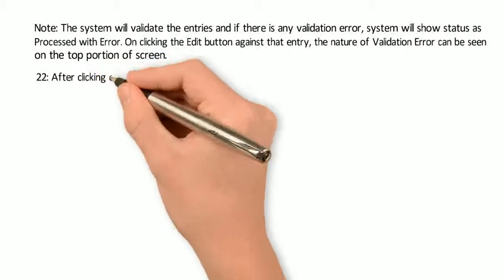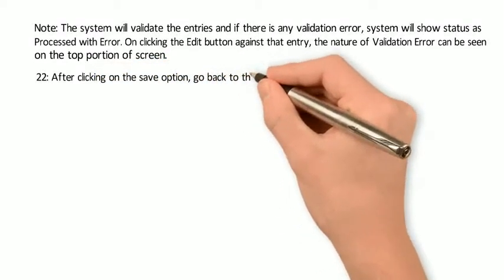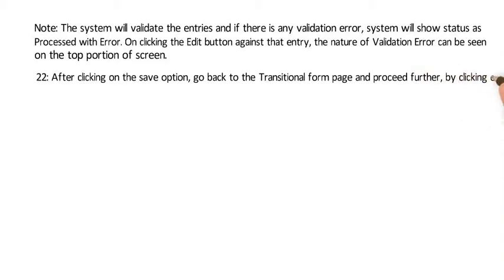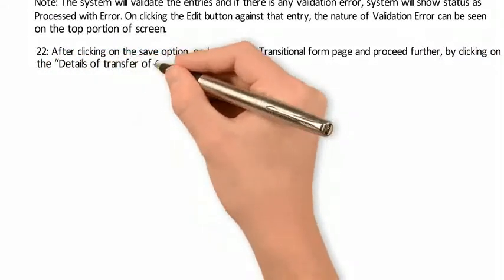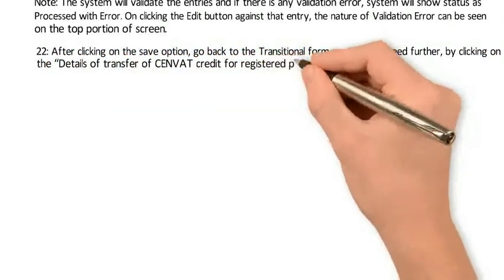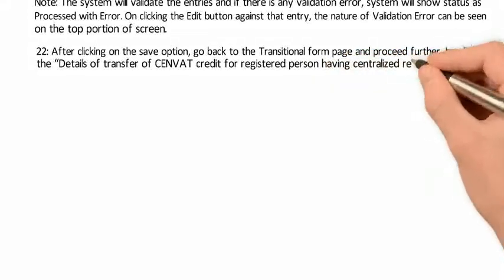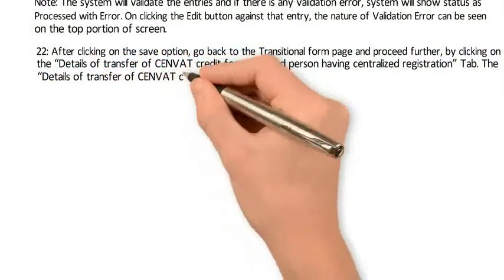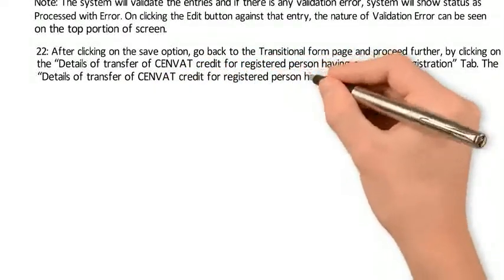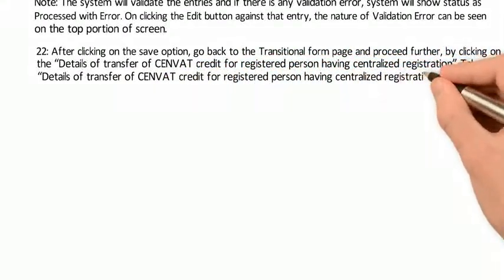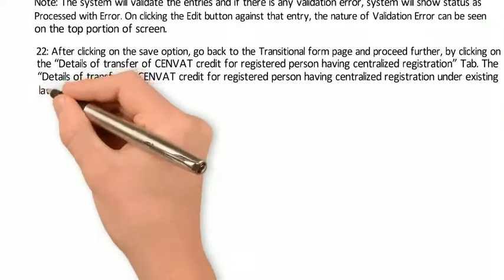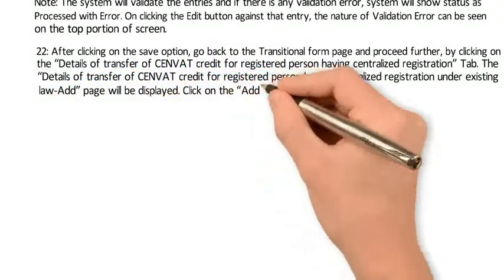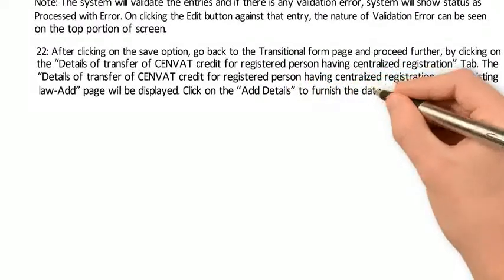After clicking on the Save option, go back to the Transitional Form page and proceed further by clicking on the Details of Transfer of CENVAT Credit for Registered Person having Centralized Registration tab. The Details of Transfer of CENVAT Credit for Registered Person having Centralized Registration under Existing Law Add page will be displayed. Click on the Add Details to furnish the data.